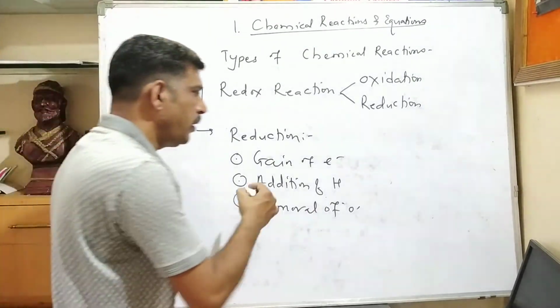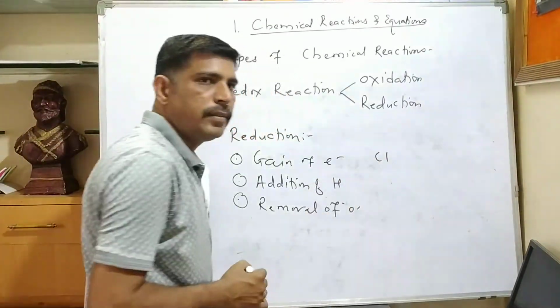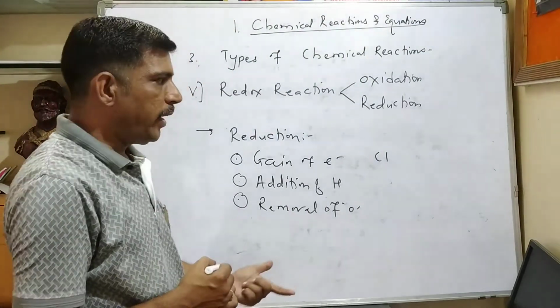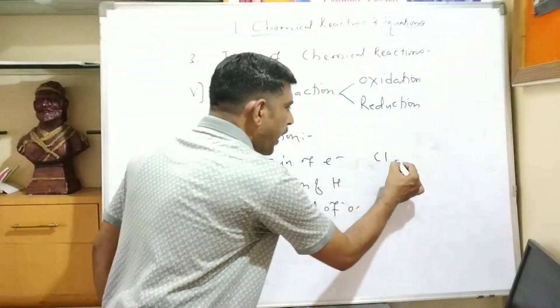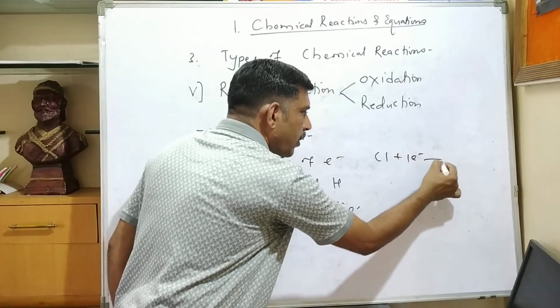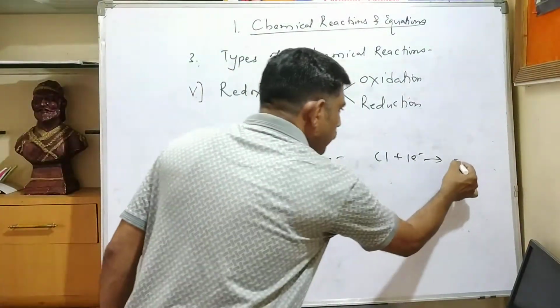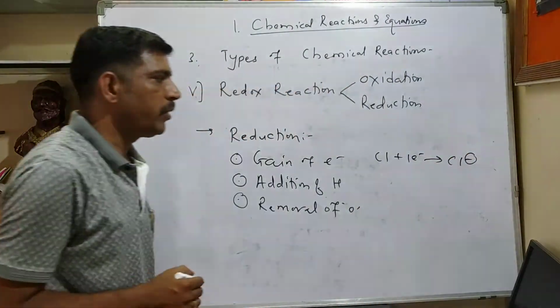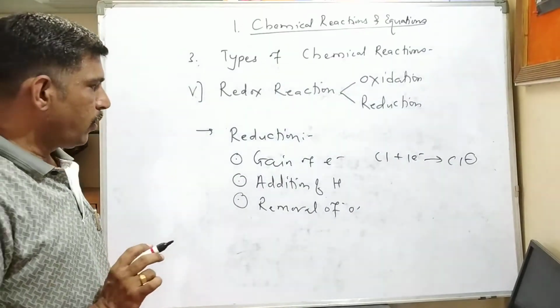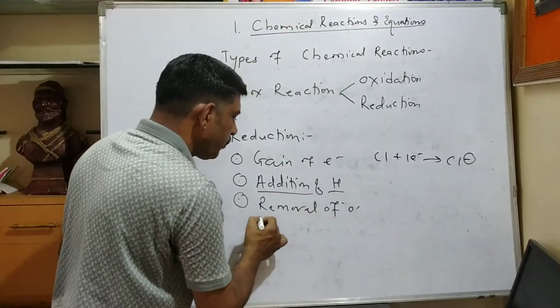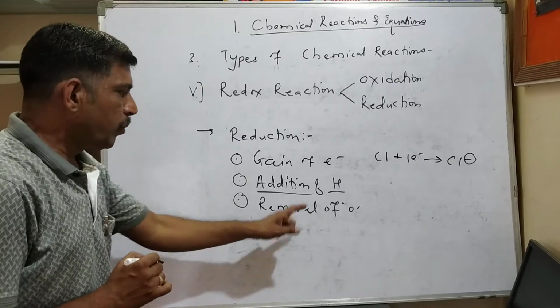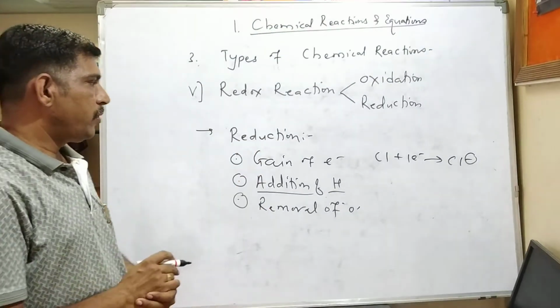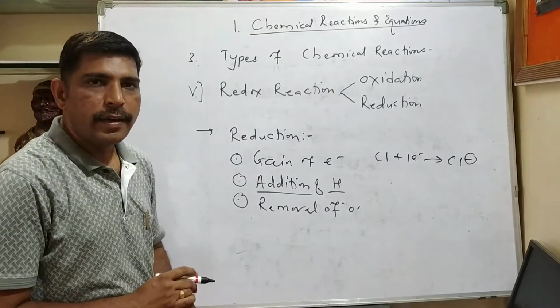Okay, for example here the chlorine wants 1 electron, then it accepts the 1 electron from other element like sodium and forms the Cl minus ion. So reduction of this chlorine takes place. Okay, then addition of hydrogen, then removal of oxygen. These are also two definitions for the reduction reaction.